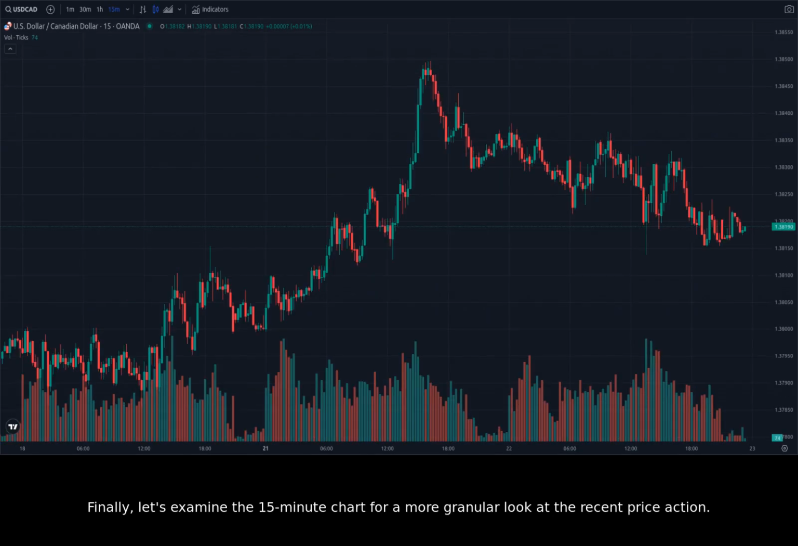Finally, let's examine the 15-minute chart for a more granular look at the recent price action. This time frame allows us to identify smaller trends and potential reversals within the current trading range. The 15-minute chart is particularly useful for scalping traders who aim to profit from short-term price movements. In the last couple of hours, the price has been oscillating back and forth, testing both support and resistance levels. This suggests that the market is indecisive at this time, but a decisive breakout could be just around the corner.